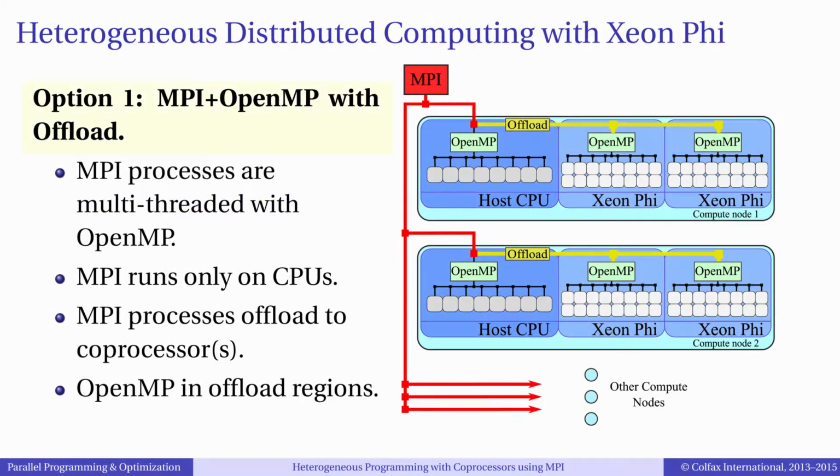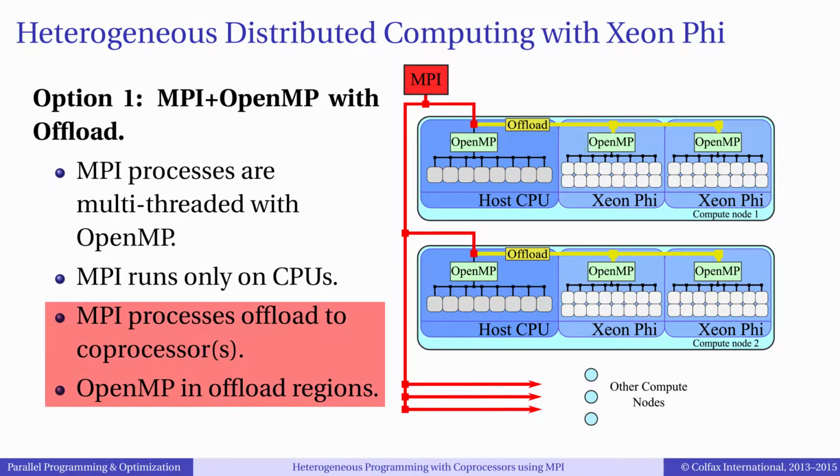The first one is based on the offload model. In this approach, we use MPI to scale across multiple compute nodes. We use the offload model to distribute work across multiple local coprocessors, and we use OpenMP to scale across the cores of CPUs and cores of coprocessors. The advantage of this model is that there are only as many MPI communication endpoints as there are nodes in the cluster. This means that MPI traffic may be lower than in alternative approaches, which we discuss later.